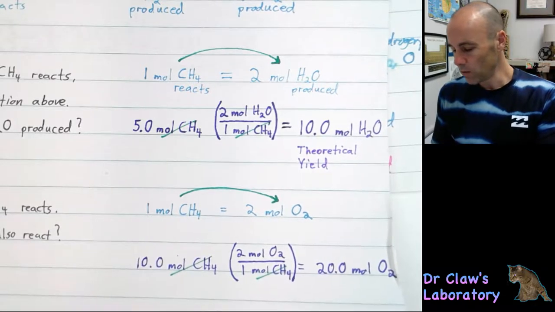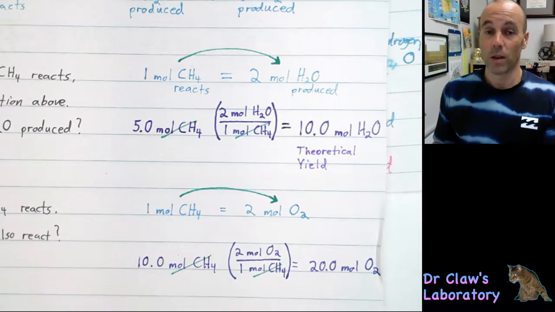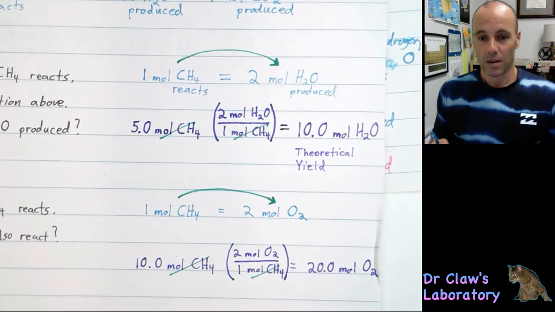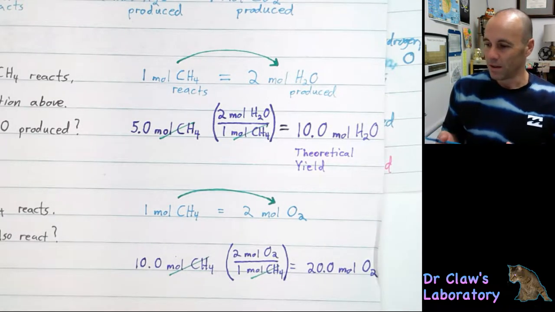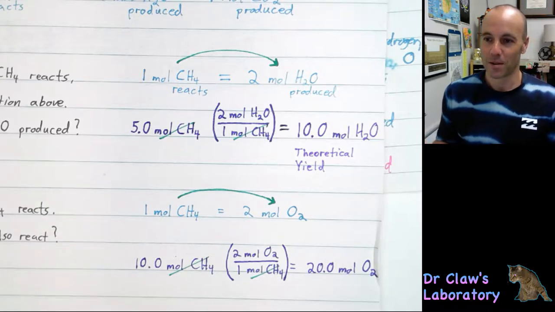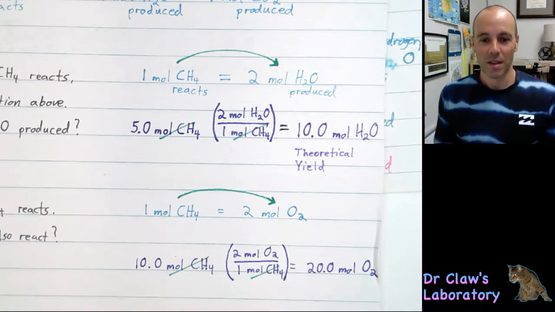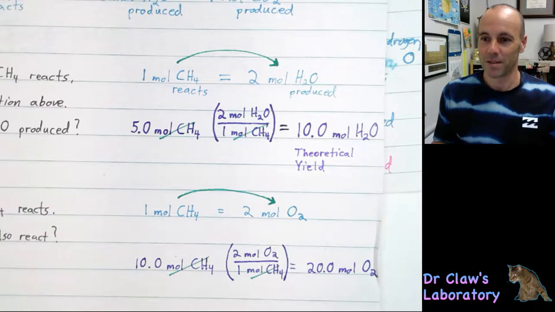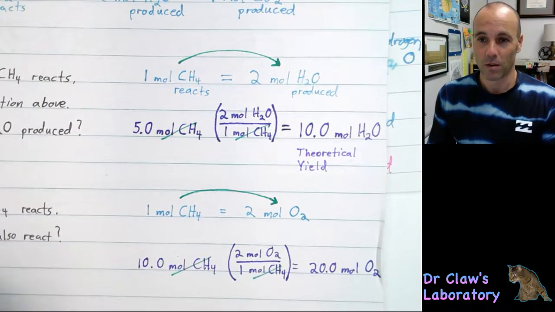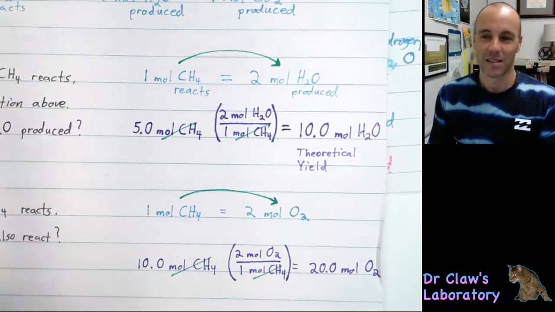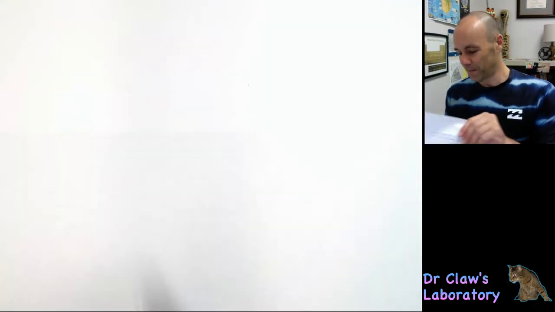Now, when we do experiments in the laboratory, we rarely weigh out a certain number of moles. We always have a mass balance that we're using. So typically, we're interested in grams of substances. So how can we do reaction stoichiometry problems when grams or masses are involved? Let's take a look.